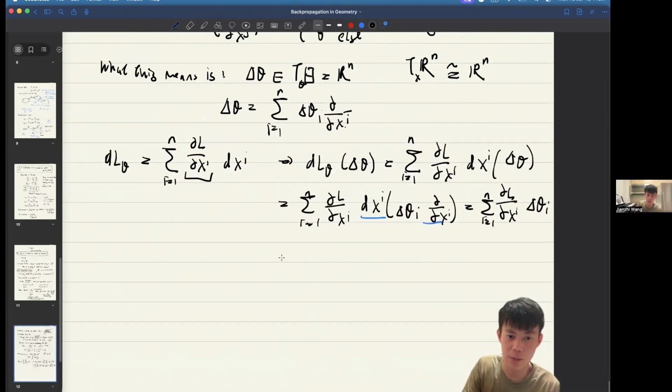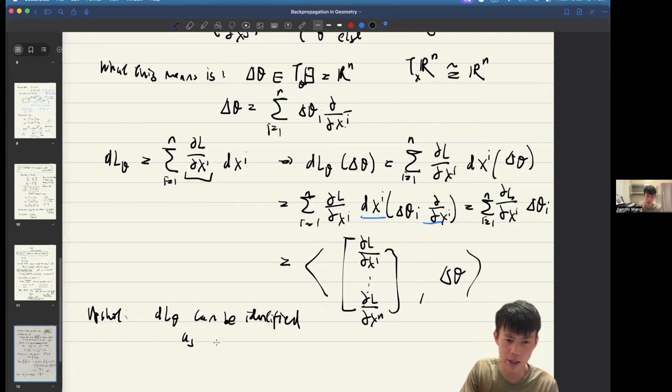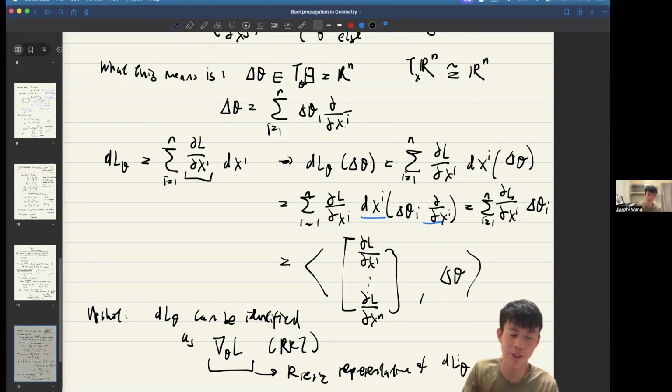And this is precisely the inner product of the gradient and d theta as a vector. The upshot is that dL theta can be identified as the gradient. This is like the result of the Riesz representation theorem, right? And we usually call this gradient the Riesz representative of dL theta.